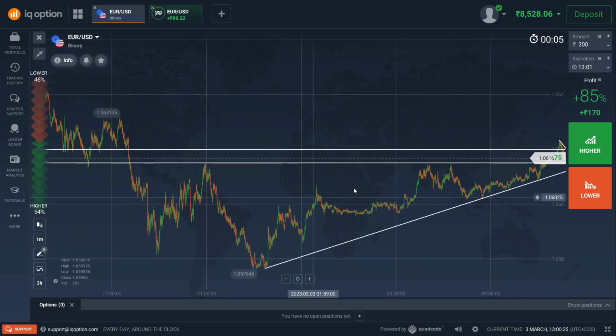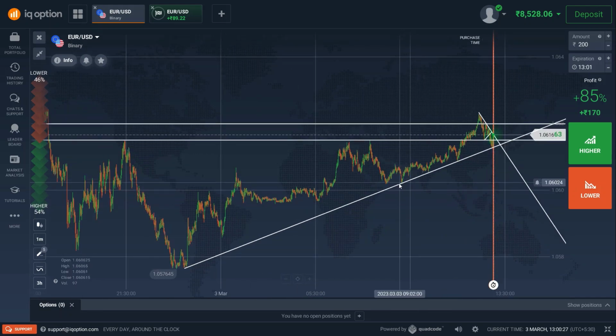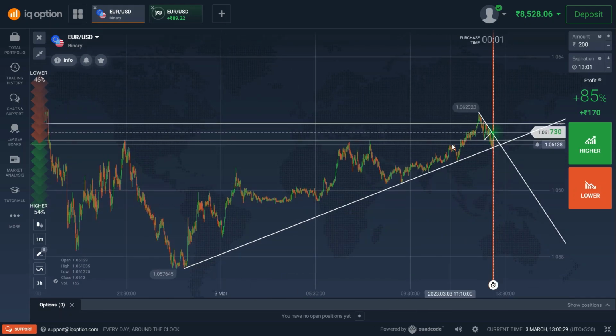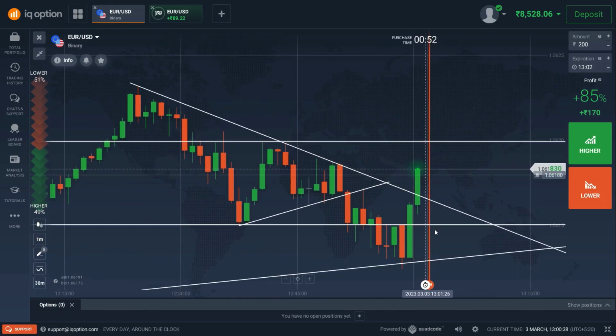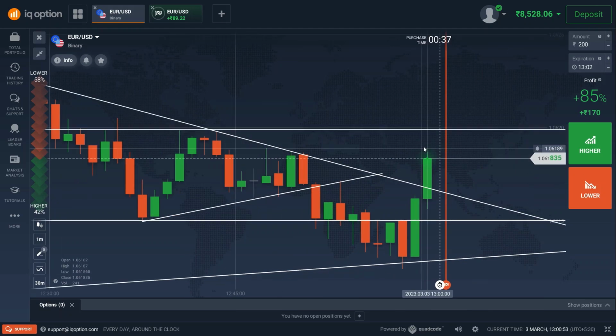So the market went up and touched over here, took support back from here, moved up again, took support here again. So this is a confirmed trend line, and as soon as the market hit this level, you can see the movement in the candlestick over here.